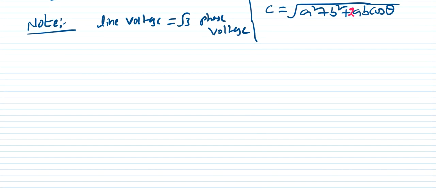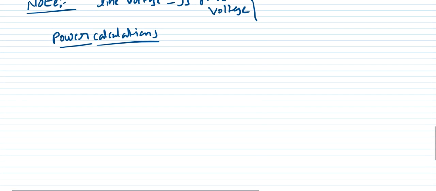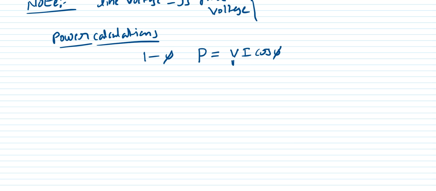Now we'll see what the power calculations could be here. How are you going to do the power calculations? As we know, for a per phase or single phase system, the power is nothing but V I cos phi, an equation we know. So you can say it is V phase I phase cos phi. Similarly, if you want to write for a three phase system, then the power is nothing but 3 times V phase I phase cos phi, isn't it?